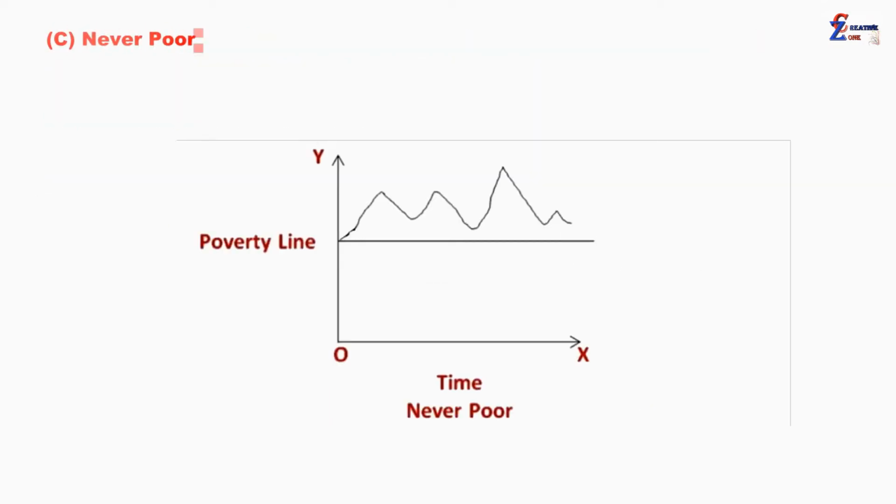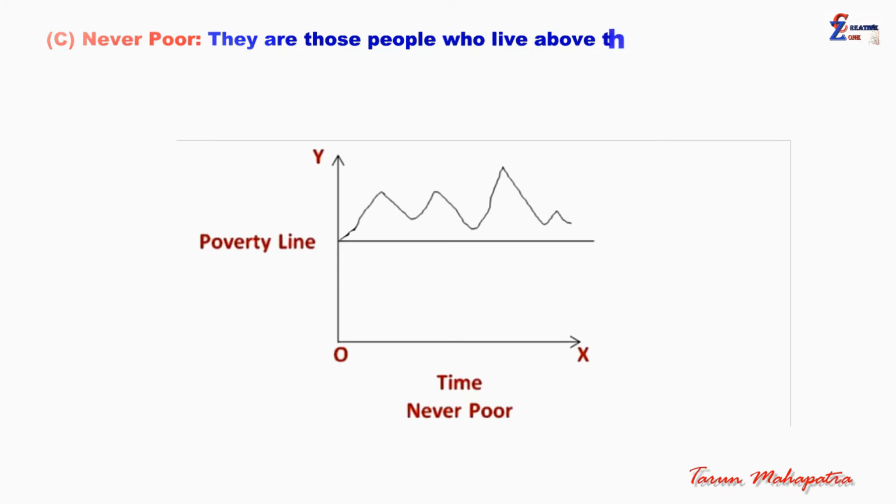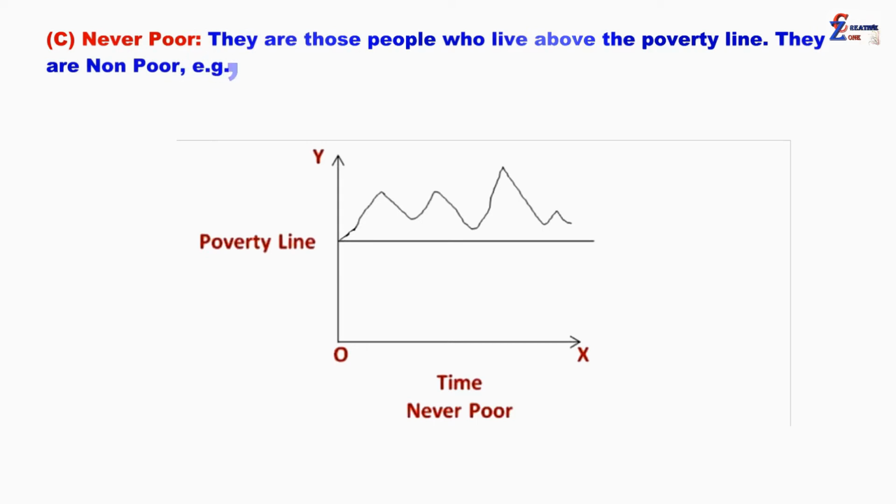Now we are going to discuss the third category of poor people, that is never poor. They are those people who live above the poverty line. They are non-poor. Example, doctors, lawyers, engineers, etc. In this graph you can see their income is above the poverty line.